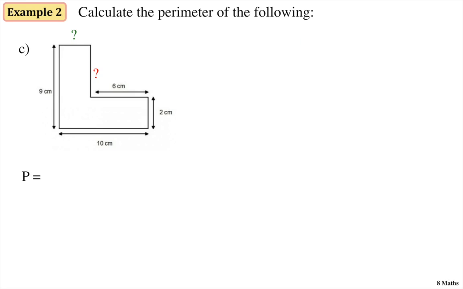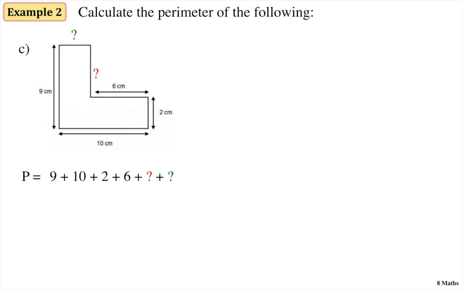Now, with part C, you'll notice I've got 2 question marks in the question because I know this side length, this side length, this side length, this side length. There are 2 side lengths I don't know. So I've got to figure out what those side lengths are. Now, I could write the question like this. I wouldn't normally do that, but I could say there's a 9 plus the 10 plus the 2 plus the 6, and I've got the 2 sides I don't know. I have to figure them out.